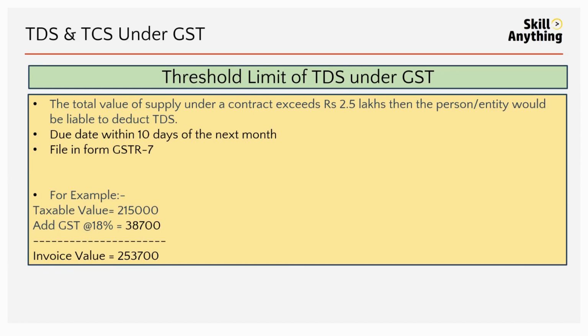For example, if the taxable value of the contract is 2,15,000 and the GST rate is 18%, then the invoice value is 2,53,700. In that case, the taxable value does not exceed the threshold limit, so we do not deduct TDS. Always remember that TDS will be deducted on taxable value, not on invoice value.